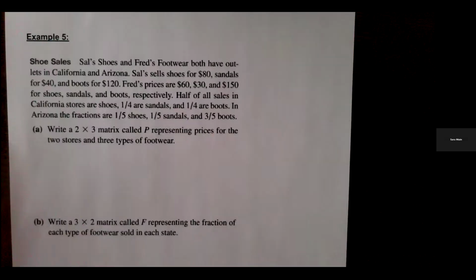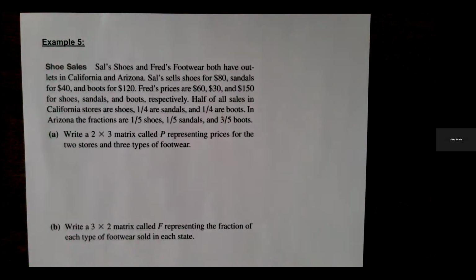Example 5 is about shoe sales. Sal's Shoes and Fred's Footwear both have outlets in California and Arizona. Sal's sells shoes for $80, sandals for $40, and boots for $120. Fred's prices are $60, $30, and $150 for the same shoes, sandals, and boots, respectively.